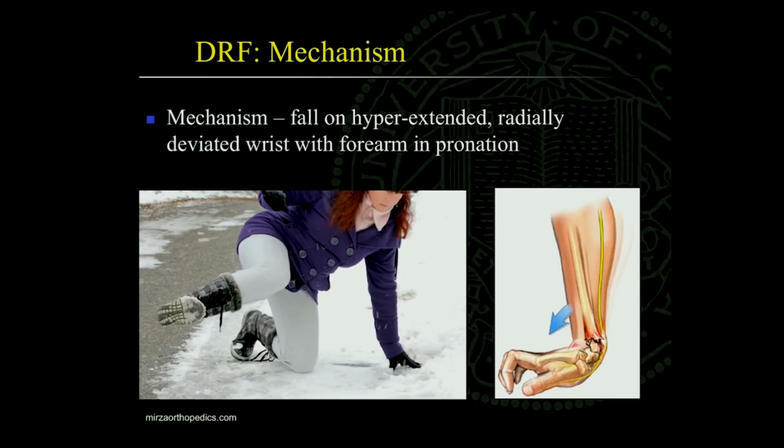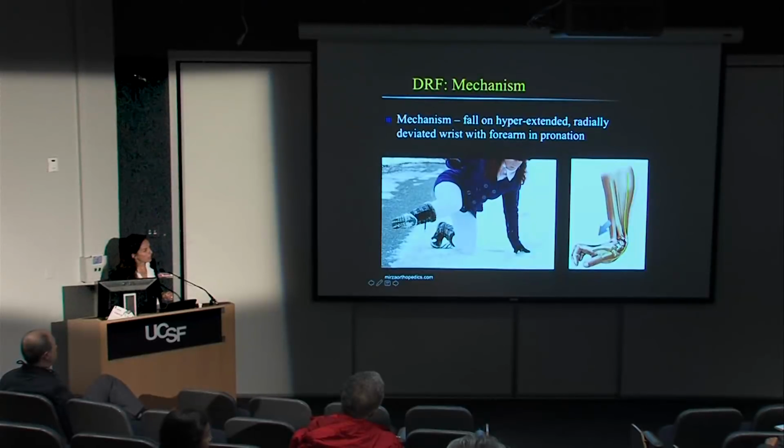So it's a fall on an outstretched hand, which in orthopedics we tend to call a FOOSH, F-O-O-S-H. And this is pretty much the classic mechanism. It's slipping on ice or tripping, and the wrist is in extended position, so it's really hyperextended and radial deviation with a little bit of forearm pronation. So the arm is pronated a little bit like this in a fall. And that causes the wrist to fracture at the distal radius.